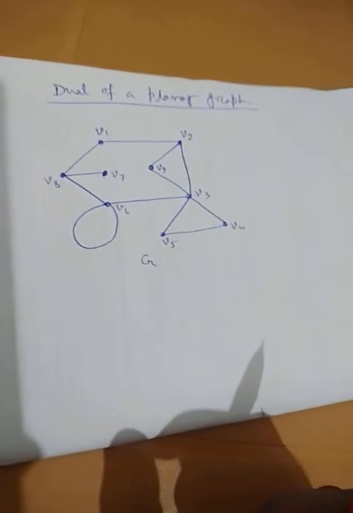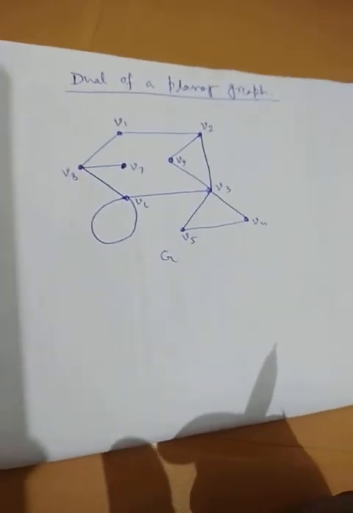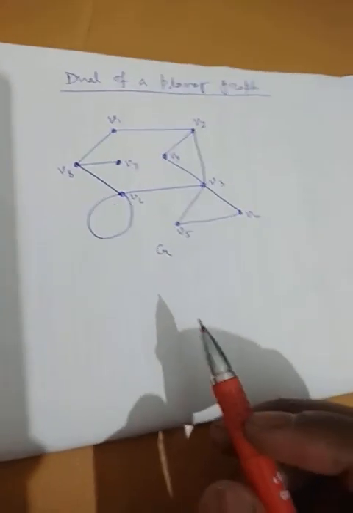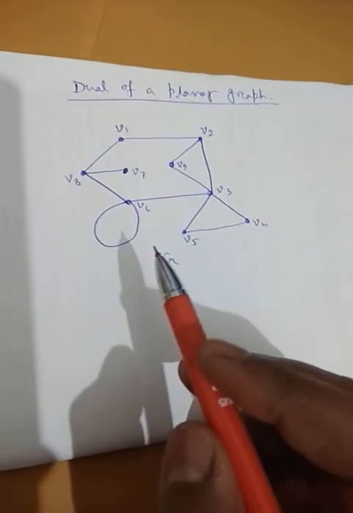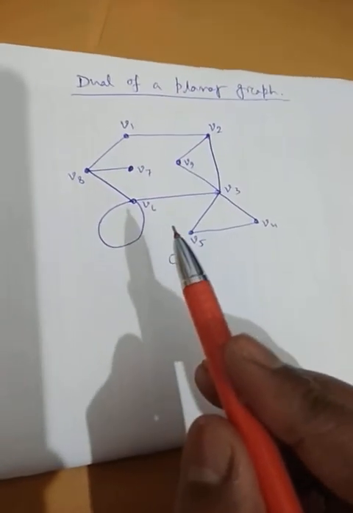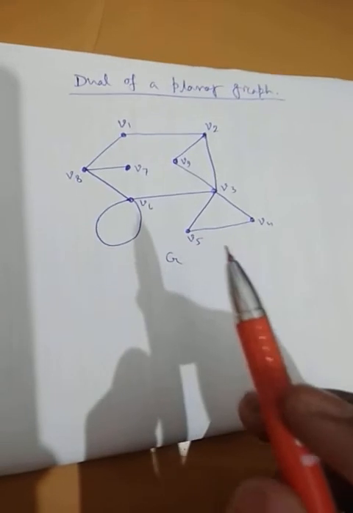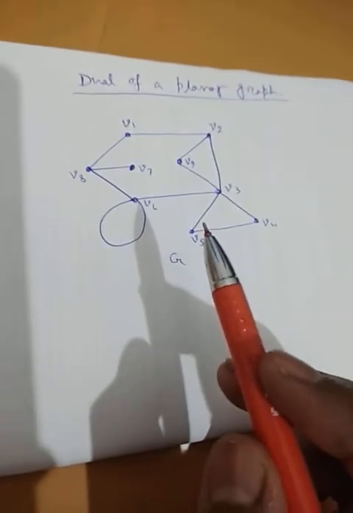Myself Subhashish Shah. Today I will discuss how to draw a dual graph of a planar graph. So here you can see that a planar graph is drawn. Here there are a total of 9 vertices and 12 edges. I will draw the dual graph of this planar graph.